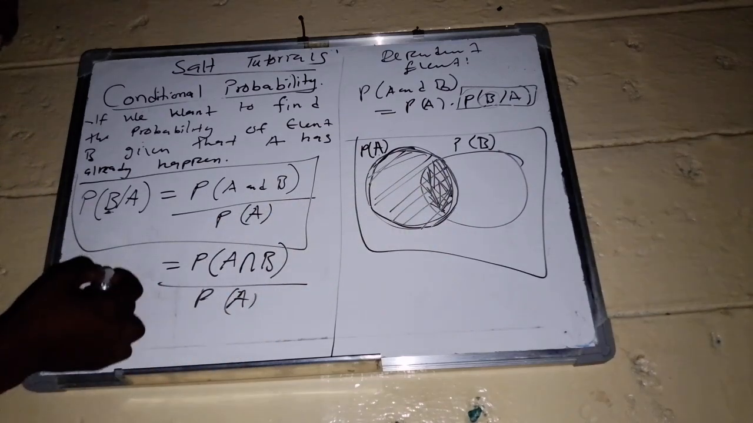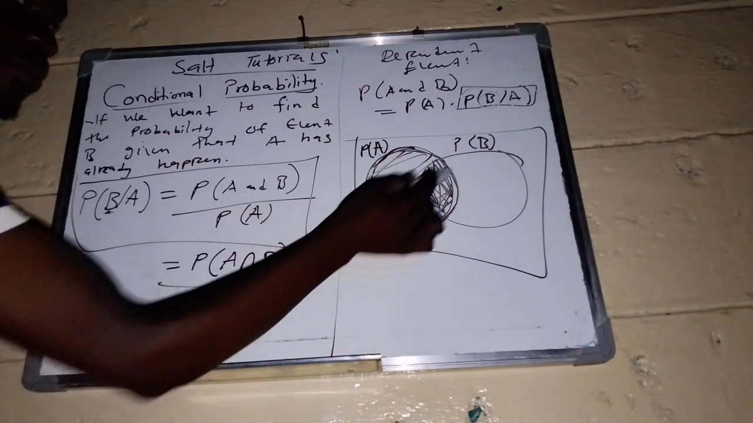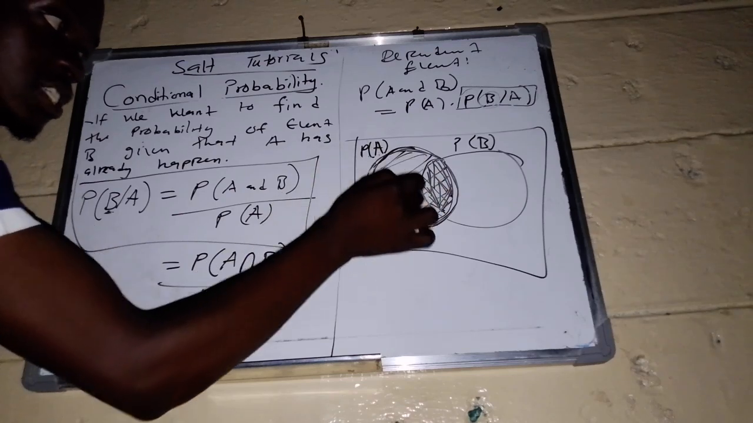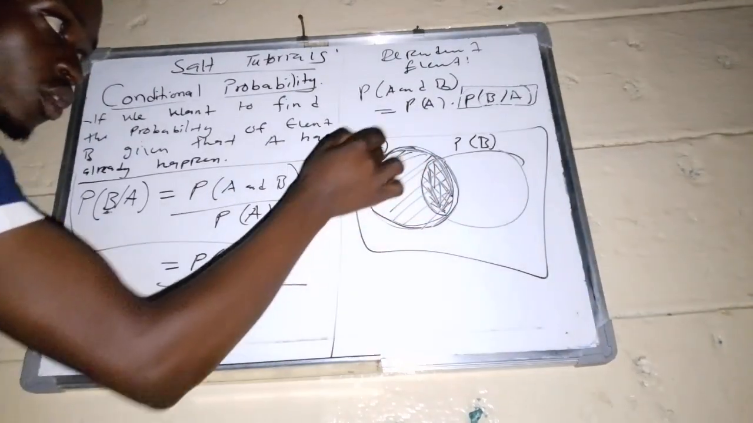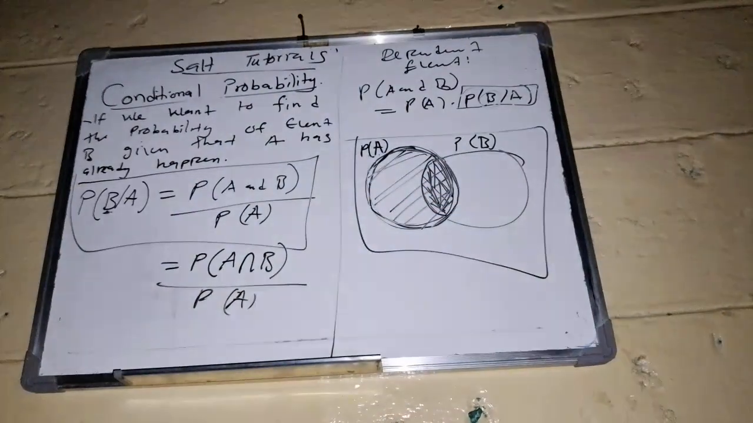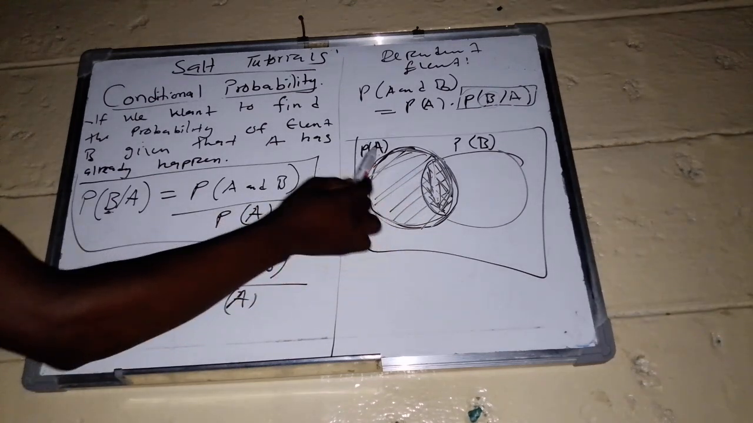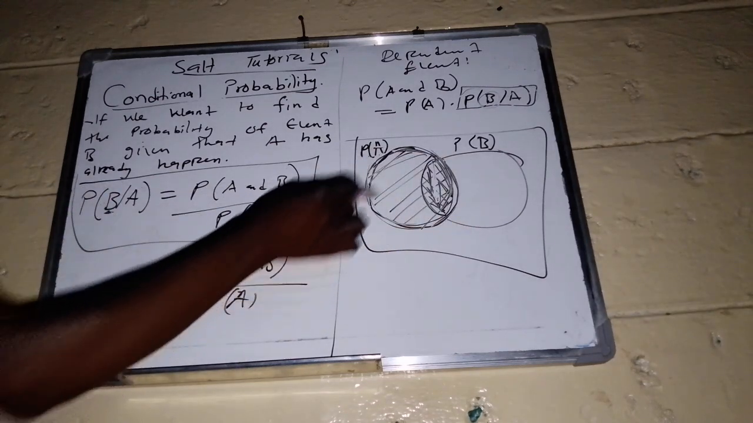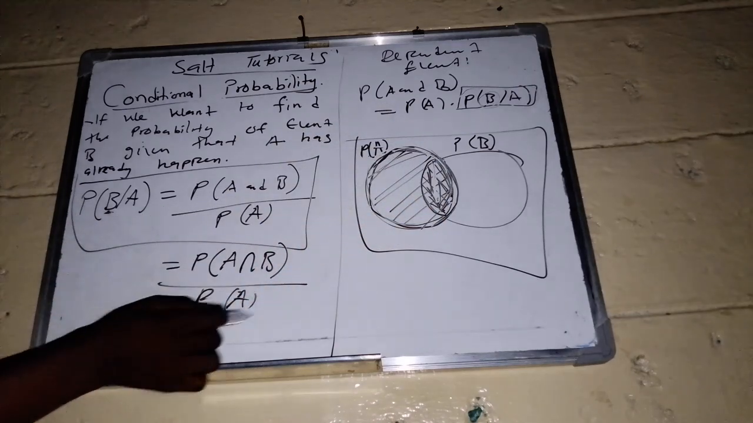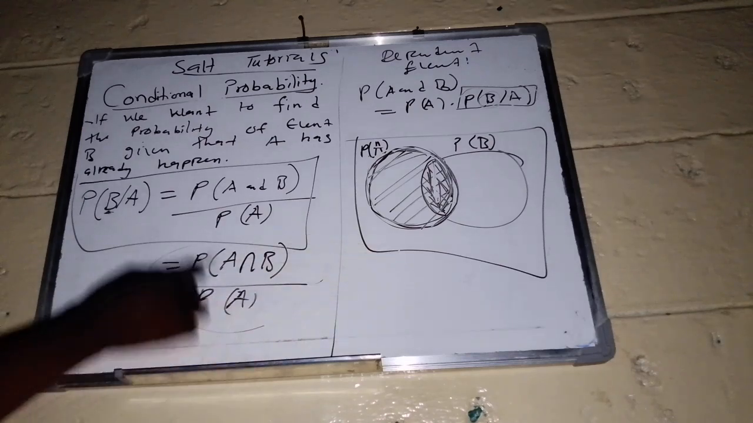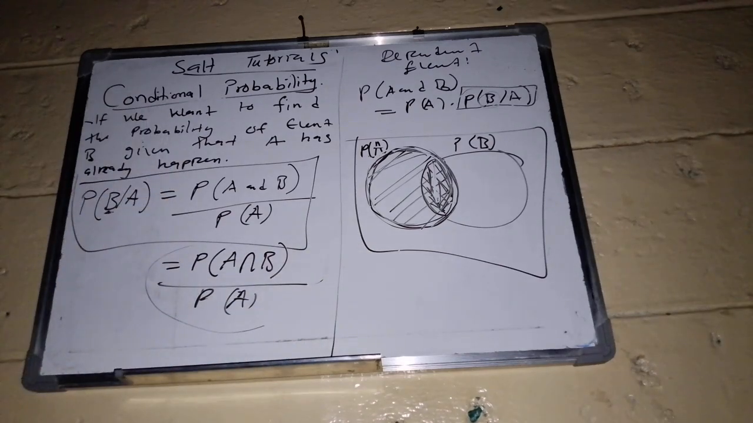So what are we simply saying? If you want to get the probability of B, given A has occurred, it is this part over the total probability of A. Meaning, I'm going to have the probability of A intersection B, divided by the probability of the total A. With that, I come up with my conditional rule in terms of probabilities.